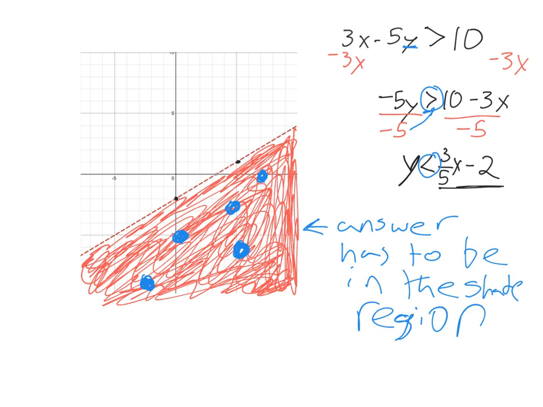And so like, if I took this point up here, which is green, that dot is not a solution because it's not in the region.